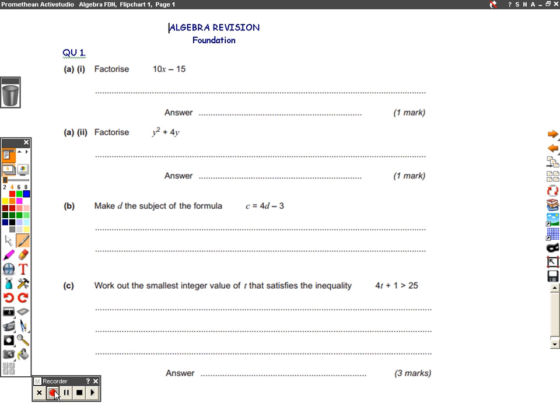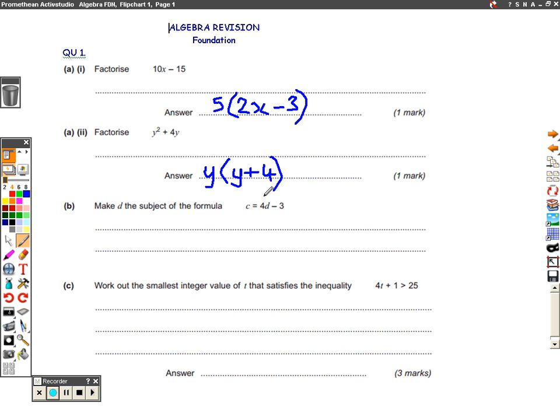Okay, factorise. Factorise means put into brackets, so you're looking for a common term between 10x and 15. Common to both of those is 5. Open your bracket. 5 times what will take you back to 10? 2x. 5 times what will take you back to 15? 3. Okay. Second question. Y upon, open brackets, y plus 4.